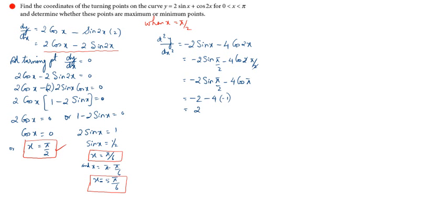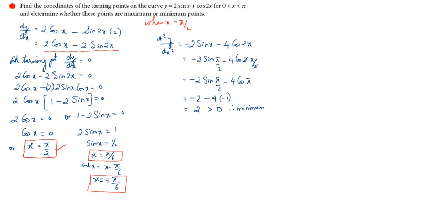But this 2 is greater than 0. As we have already discussed, if d squared y by dx squared is greater than 0, it is a minimum. Therefore, minimum. Now we have determined that it is a minimum. Now we have to find the y coordinate of the turning point. We know only the x coordinate of the turning point.